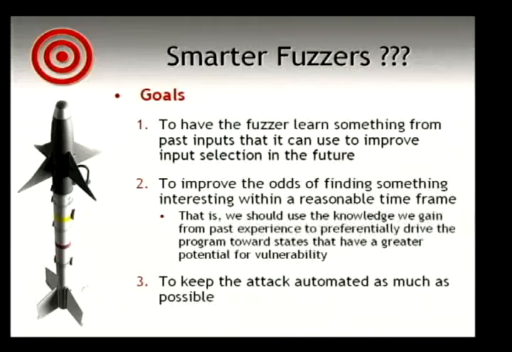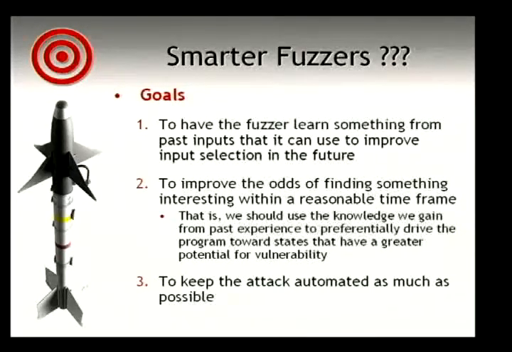So the question is, can we mitigate some of these shortcomings of traditional fuzzers and come up with some ideas that can maybe help to create a smarter fuzzer in the future? Our goals on this project were, one, to enable a fuzzer to learn from past inputs that it has tried to improve input selection in the future. We'd also like to improve the odds of finding something interesting within a reasonable time frame.